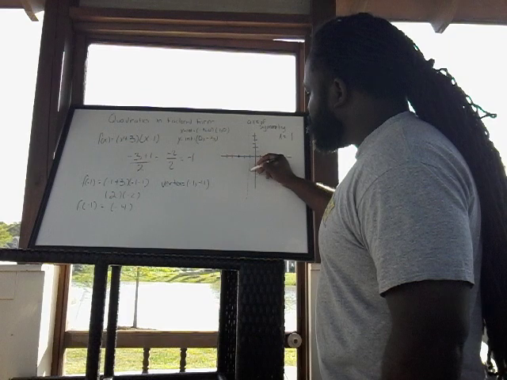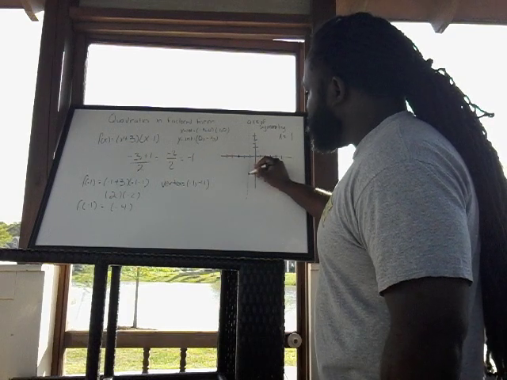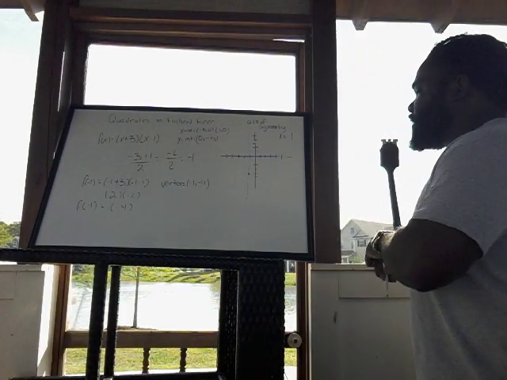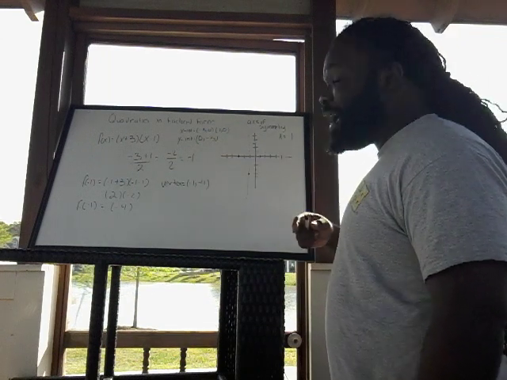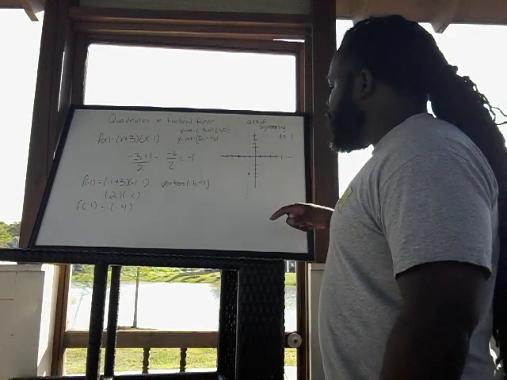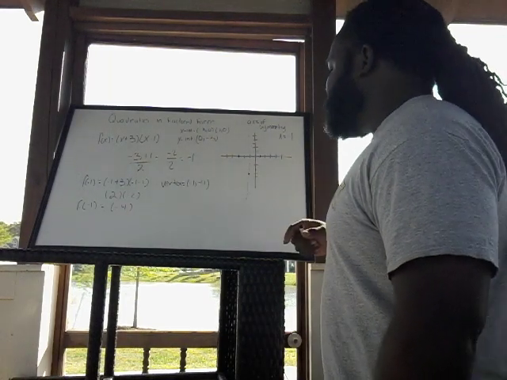All right, so here I'm going to go to -1 from the origin and then go down 4 units: 1, 2, 3, 4 units. And that is my vertex. So right now I have my 2 x-intercepts, I have my 1 y-intercept, and I have my vertex.